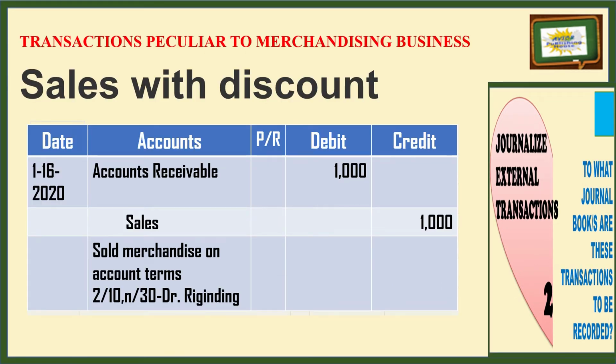So sales with a discount. When you have a sale on account, you can either give a discount or none. But if you give a discount, you have to write in the explanation the terms of the discount to monitor this upon payment of the account by the customer. So in this example, we'll take the sale made to Dr. Riginding. So we debited accounts receivable 1,000 and credited sales for 1,000.